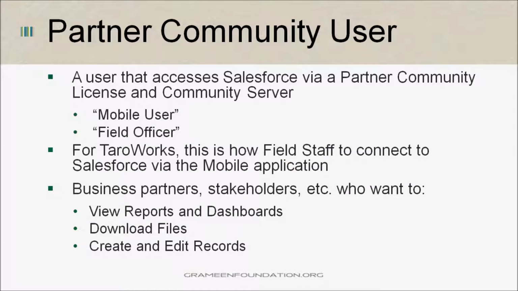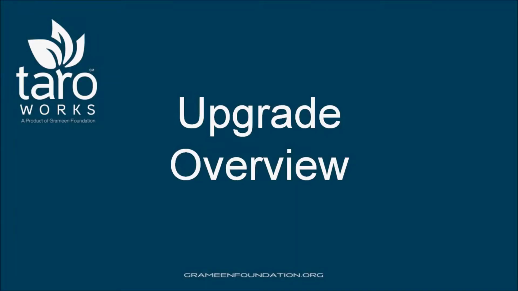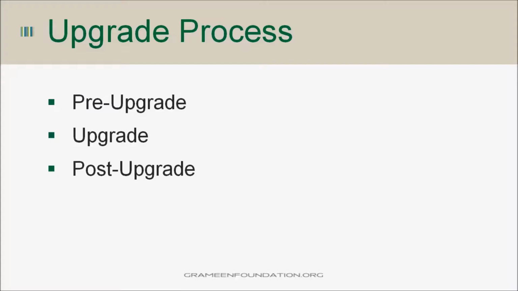Now that we've covered some of the reasons to be excited about upgrading to 3.0, let's get into the upgrade process. If you are on TaroWorks versions 2.26.4 or below, you'll need to upgrade to 2.27.4 first. The step-by-step instructions can be found on our customer support site. We've divided the steps into 3 parts: pre-upgrade, upgrade, and post-upgrade. Upgrade being the step where you actually download the TaroWorks 3.0 managed package into your Salesforce instance.